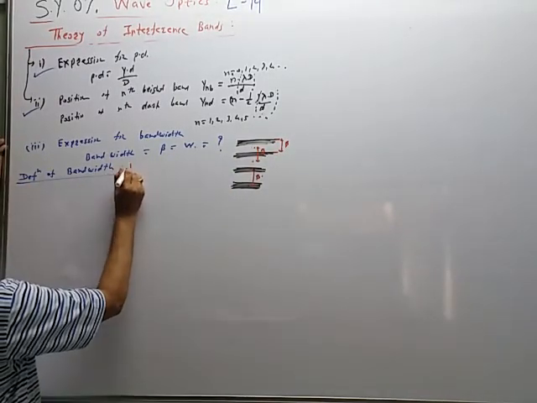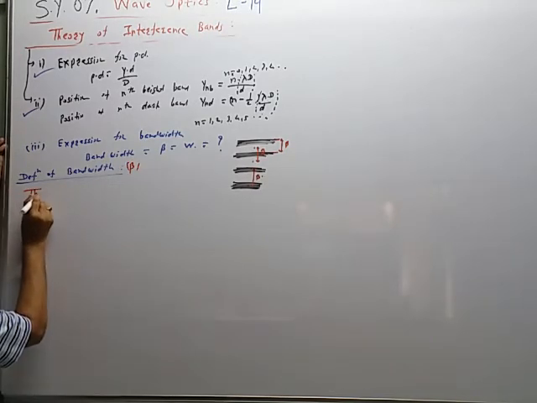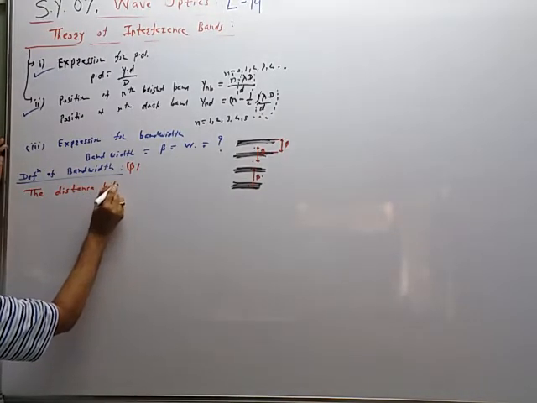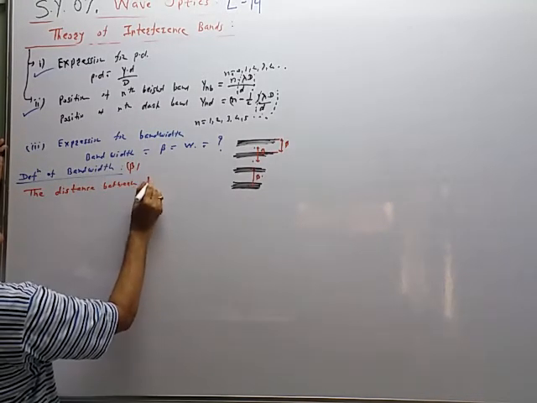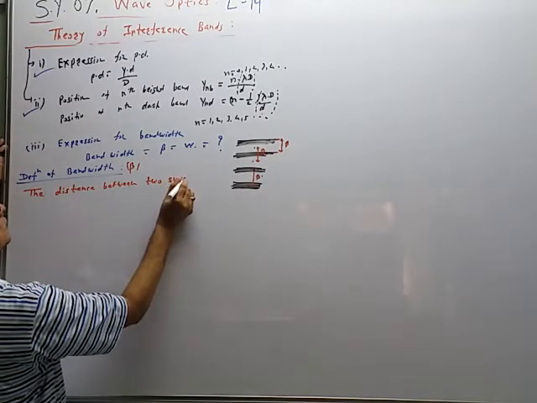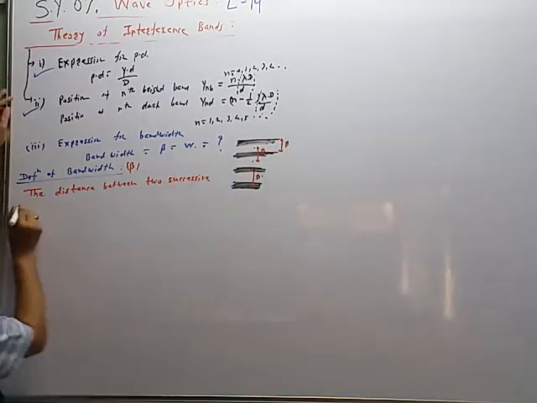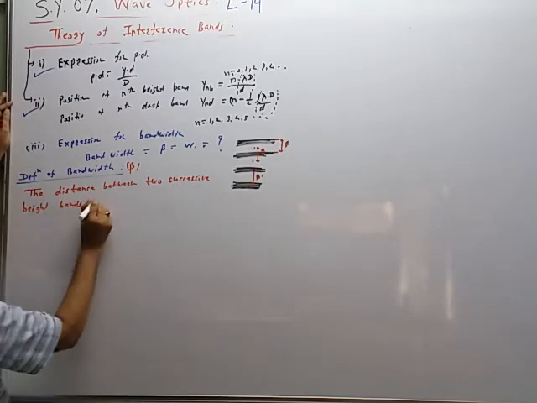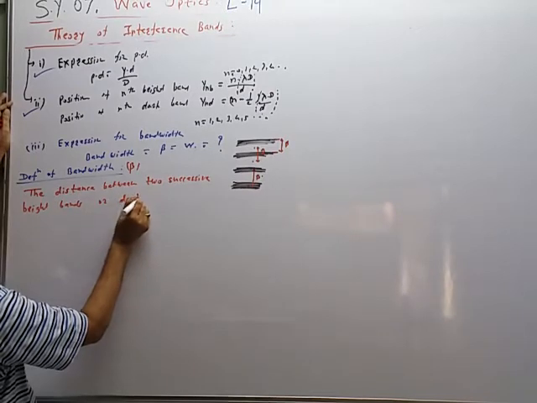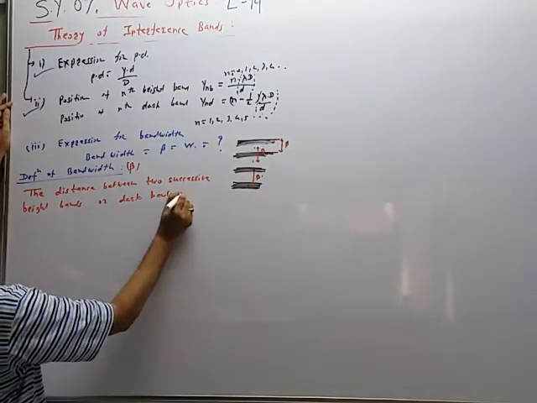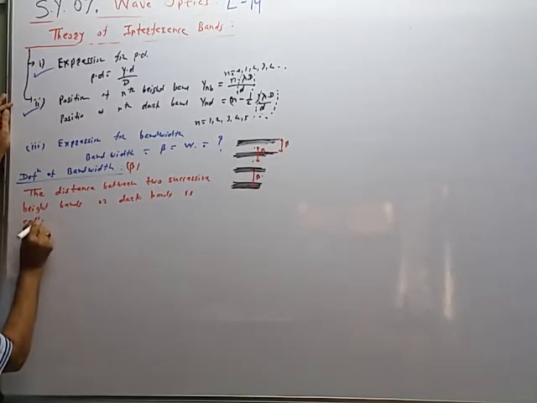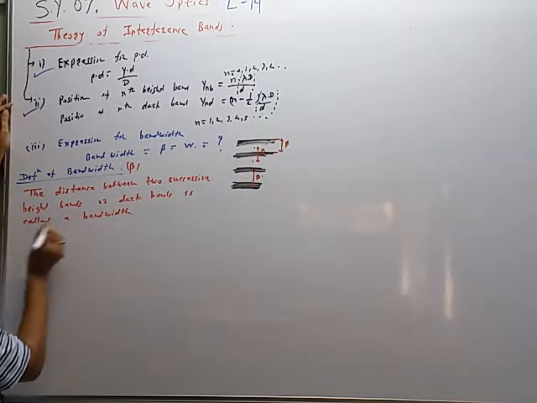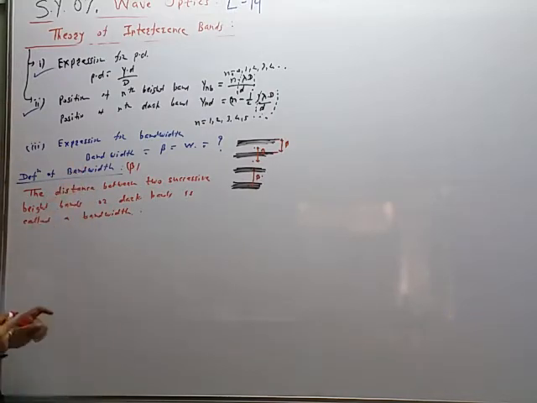So definition of bandwidth beta: the distance between two successive or two consecutive bright bands or dark bands is called a bandwidth. Now we have to derive the expression for this.